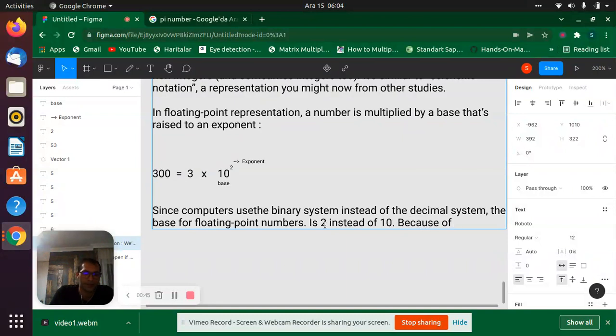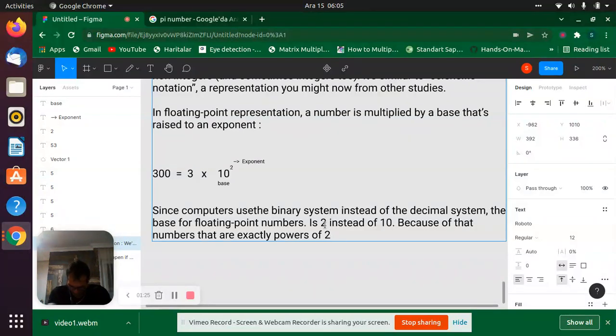Because of that, numbers that are exactly powers of 2 are the simplest to represent.